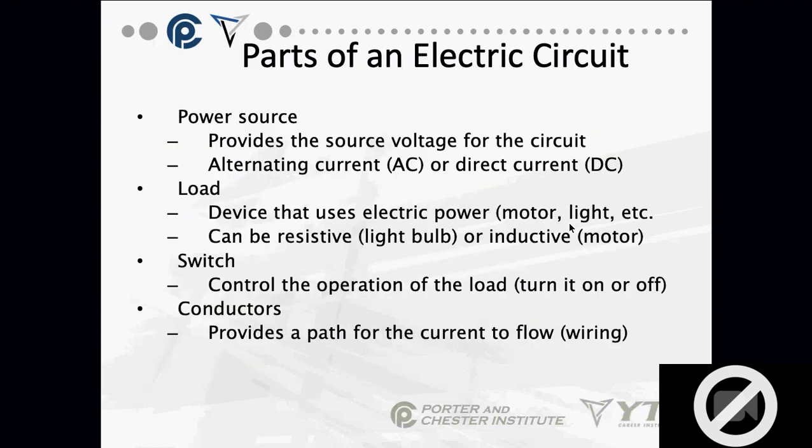Parts of an electrical circuit: we have 4 parts. We've been talking about this. I have to have a source, which provides the source voltage for the circuit. I have to have a load, the device that uses electrical power. It does something to create work. It could be a motor, which is called an inductive load because it has a coil, or it could be a resistive load such as a light bulb.